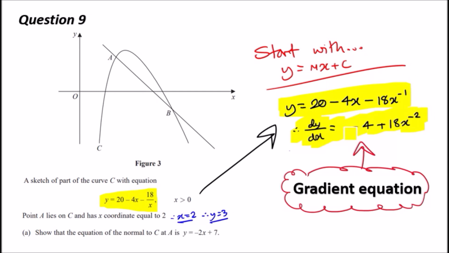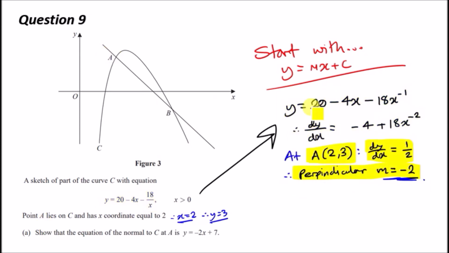Now, when you want to find the gradient at a specific point like A, and you have an x-coordinate of 2, plug in the x value 2, and then you have the gradient at point A. Plugging in x equals 2, you get a half. So this would actually be the gradient of the tangent.